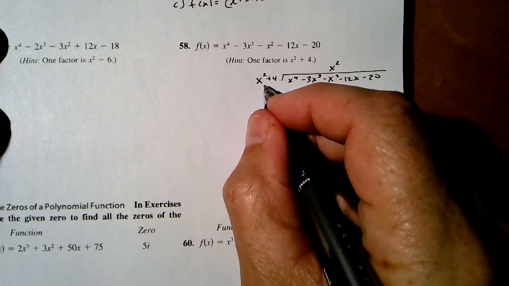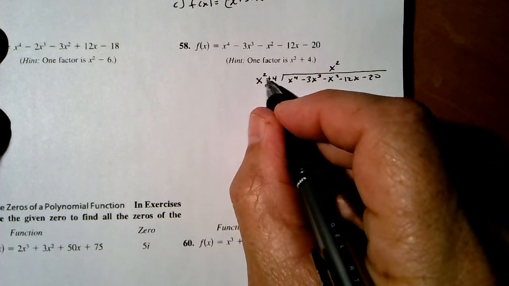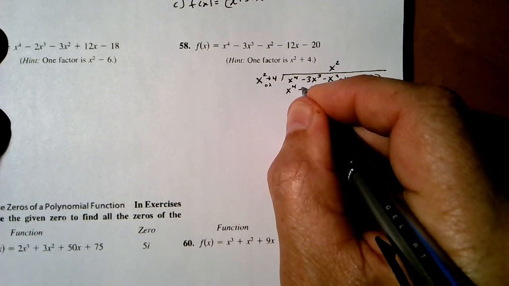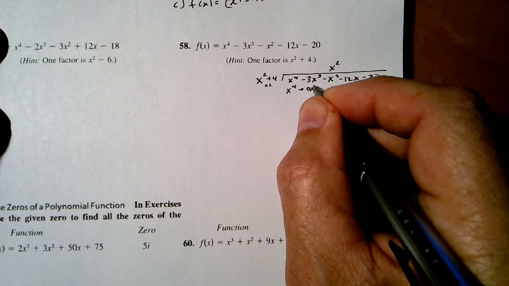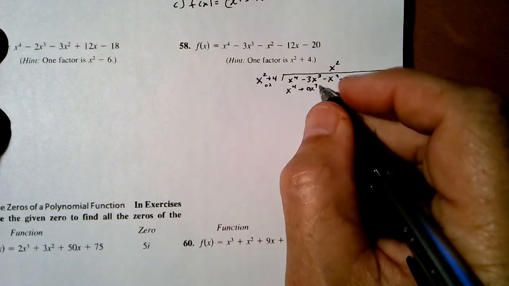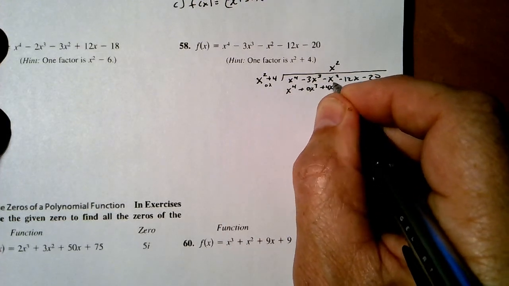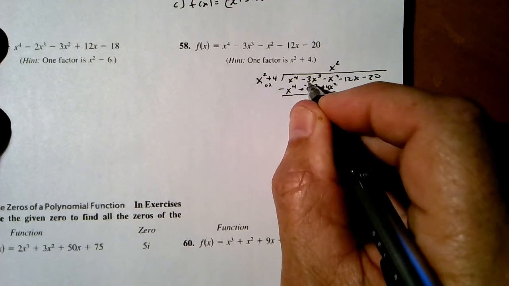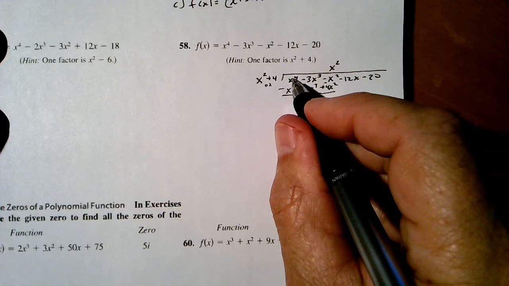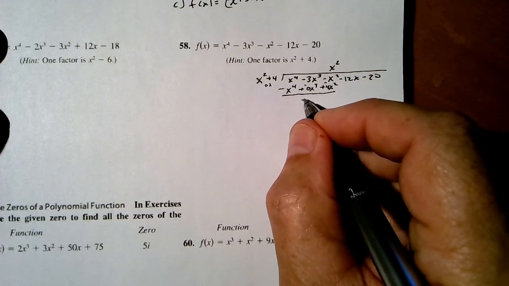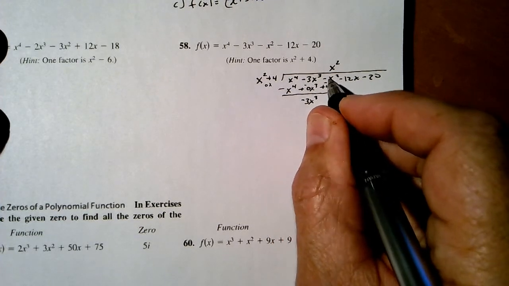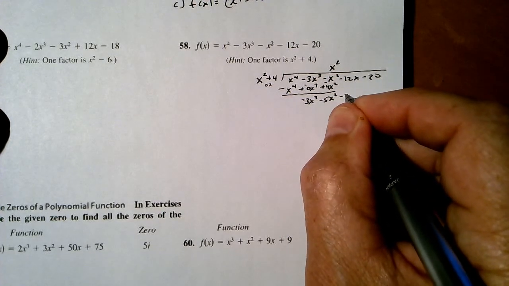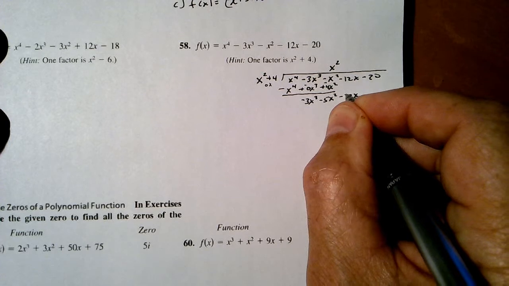Oh, I could have a 0x in here. I'm going to think of that as x squared plus 0x plus 4. So that gives me x to the 4th plus 0x cubed plus 4x squared. Remember, we are subtracting, opposite, opposite, opposite, and we get 0. We get negative 3x cubed. We get minus 5x squared. Bring down the minus 12x.